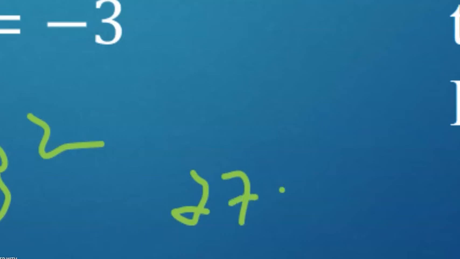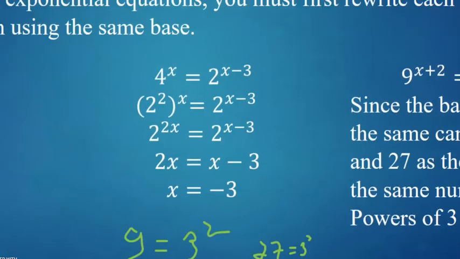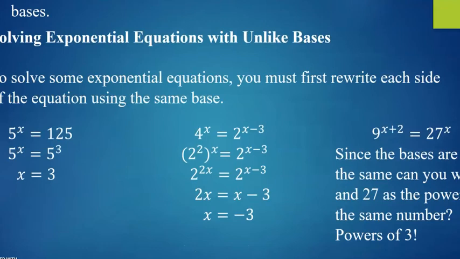So 27 we can represent as what? As 3 to the third power. Okay, so in this case, since the bases are not the same, we can write 27 as a power of the same number, a power of 3. Yes, we got this.